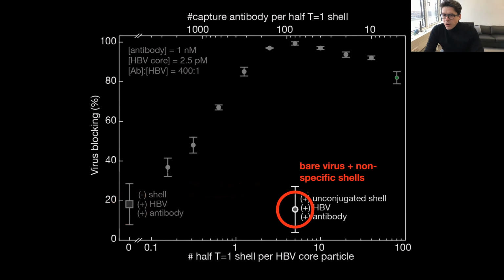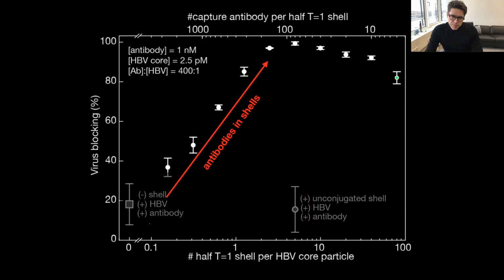Now, if we take the virus again with our non-specific shells, shells which have not been functionalized with antibodies, they also don't do anything. Why would they? There is no functionality in them that would specifically trap the viruses. So now if we bring these two components together, shells plus antibodies, we see that the more shells we put into the system, the more efficient is the blockade.